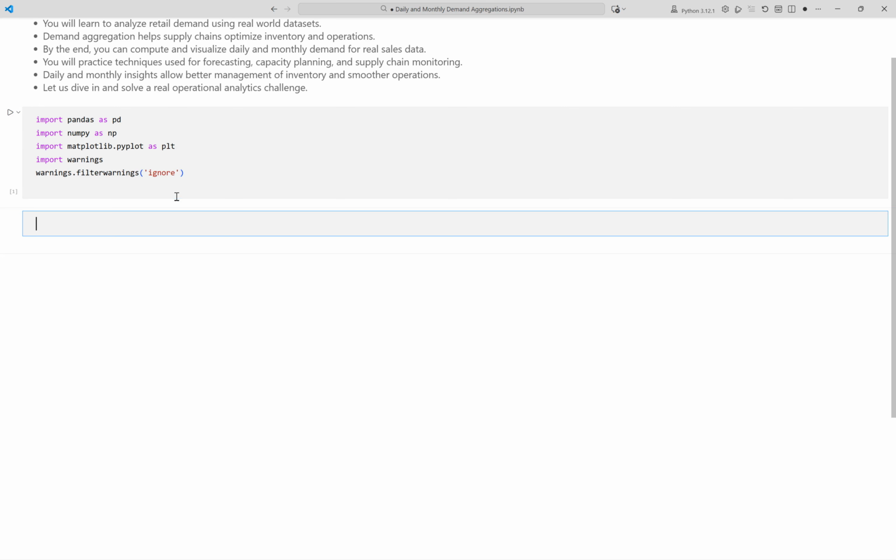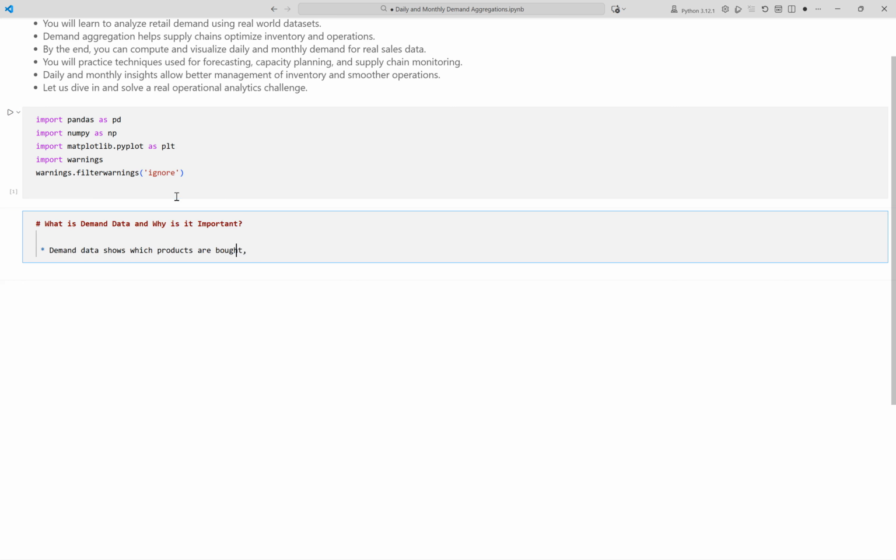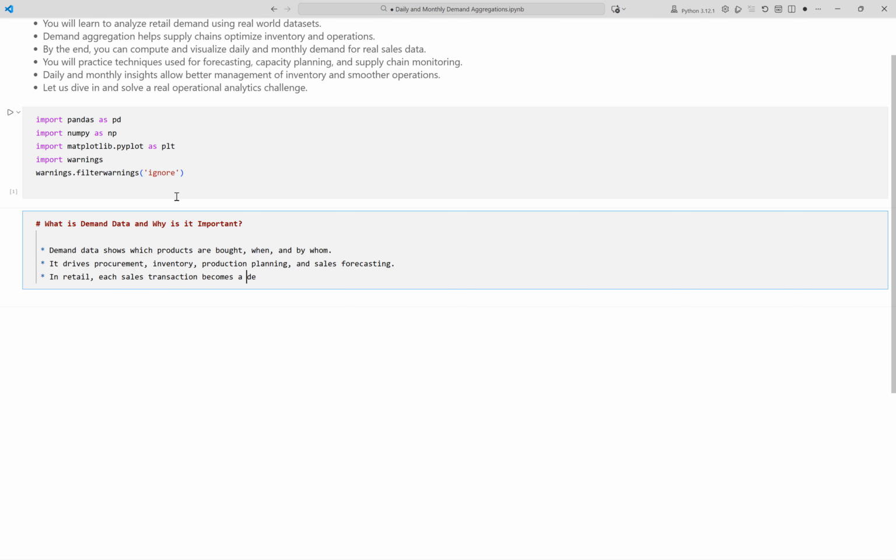What is demand data and why is it important? Demand data shows which products are bought, when, and by whom. It drives procurement, inventory, production planning, and sales forecasting. In retail, each sales transaction becomes a demand signal.